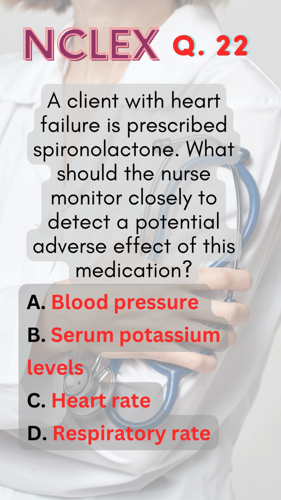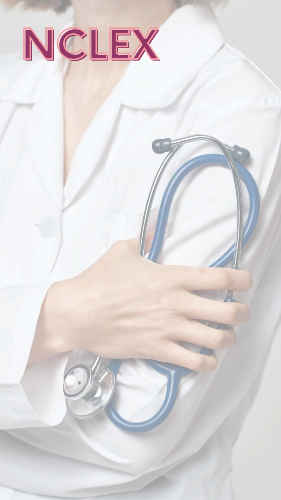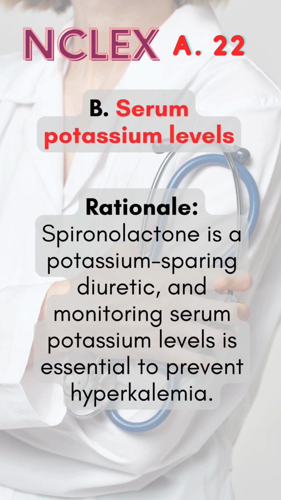Question. A client with heart failure is prescribed spironolactone. What should the nurse monitor closely to detect a potential adverse effect of this medication? A. Blood pressure. B. Serum potassium levels. C. Heart rate. D. Respiratory rate. Potassium levels. Rationale. Spironolactone is a potassium-sparing diuretic, and monitoring serum potassium levels is essential to prevent hyperkalemia.